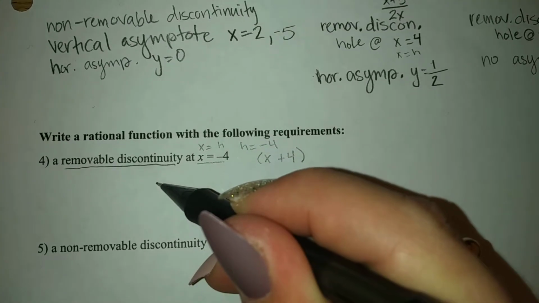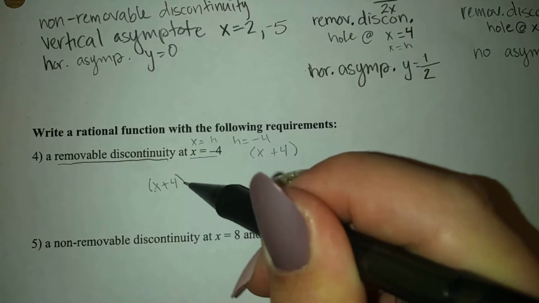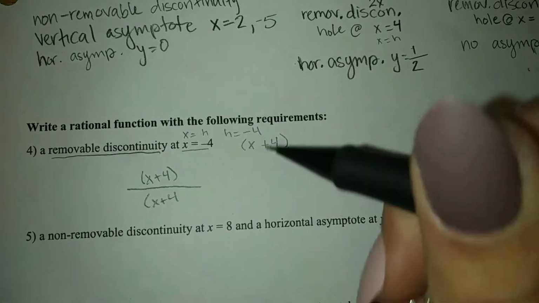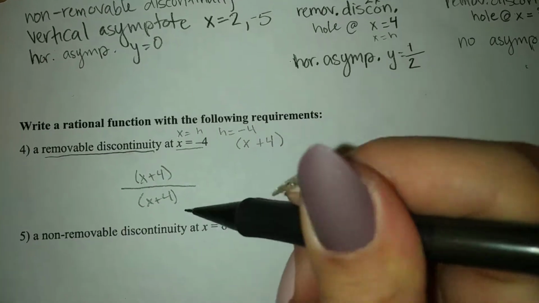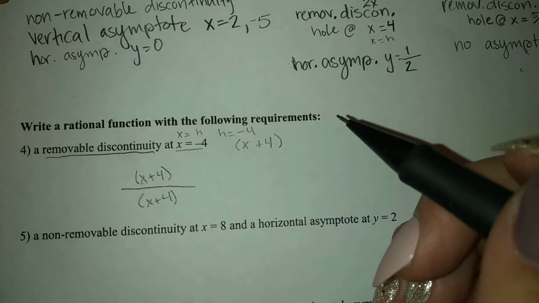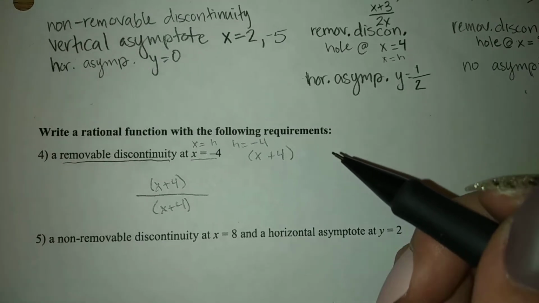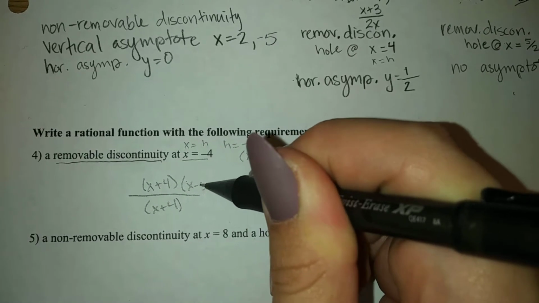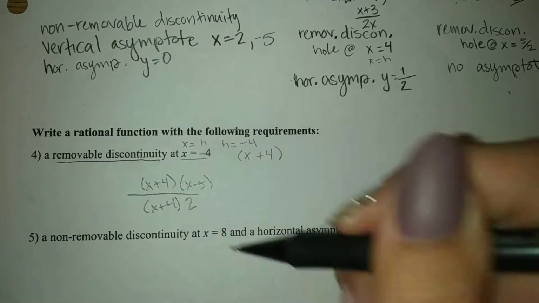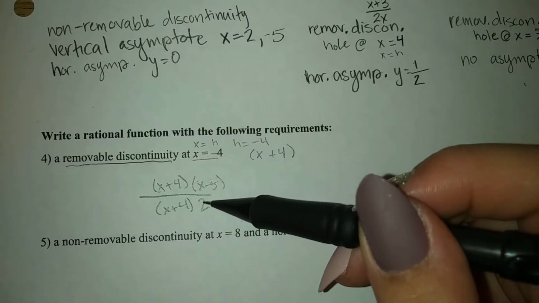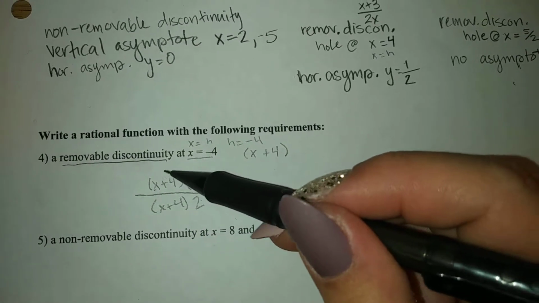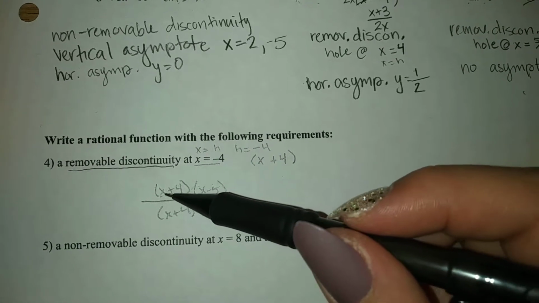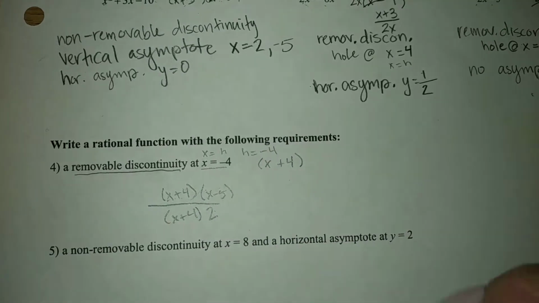You can write this however you want. You can put x plus 4 over x plus 4. You still need something left. It can't be 1. So maybe you say times x minus 5, or add a 2 in here. You can add anything else you want, as long as you'd be able to remove x plus 4.